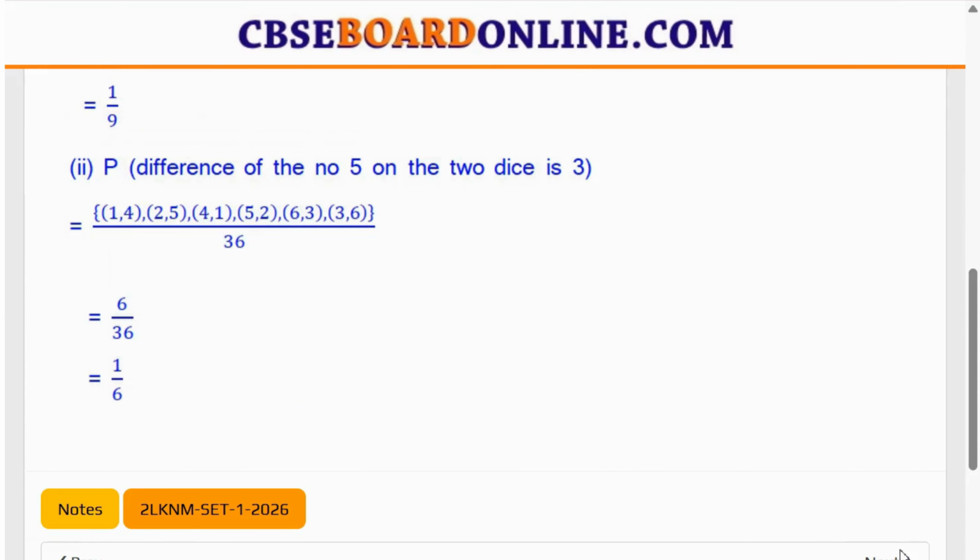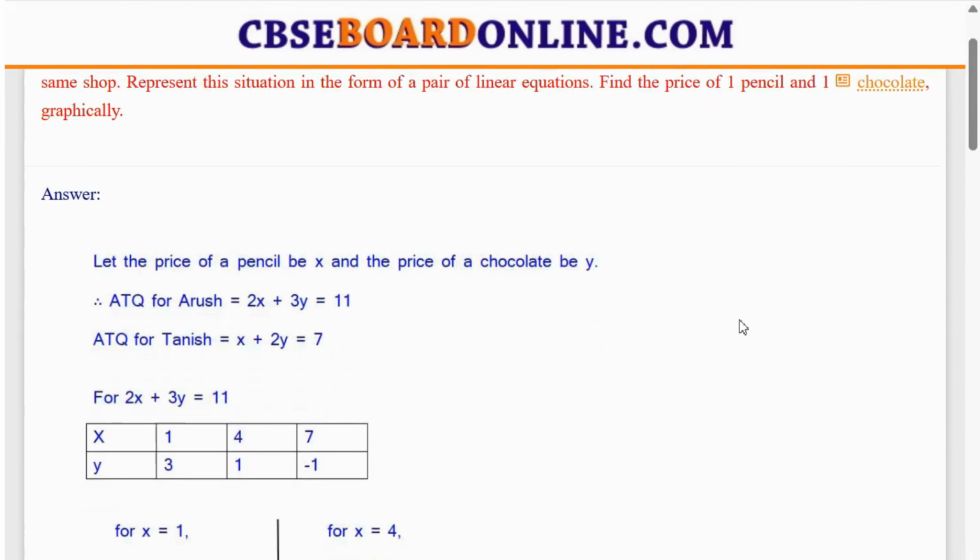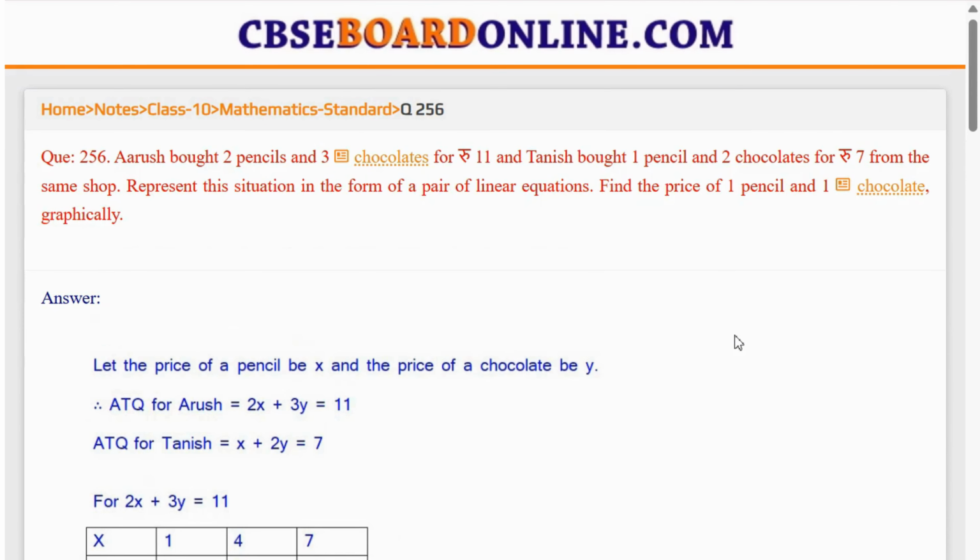Okay. Now moving forward to another question. Arush bought 2 pencils and 3 chocolates for 11 rupees and Tanish bought 1 pencil and 2 chocolates for 7 rupees from the same shop. Represent this situation in the form of a pair of linear equations. Find the price of 1 pencil and 1 chocolate graphically.